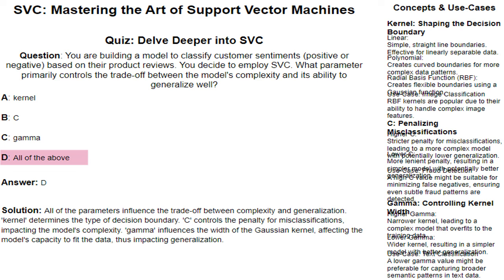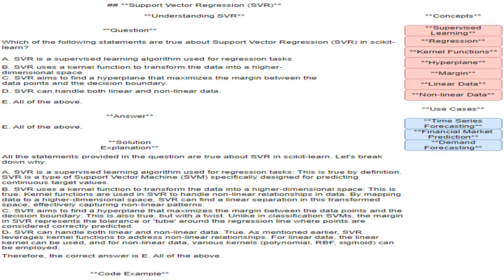Which of the following statements are true about support vector regression, SVR, in sklearn? A. SVR is a supervised learning algorithm used for regression tasks. B. SVR uses a kernel function to transform the data into a higher dimensional space. C. SVR aims to find a hyperplane that maximizes the margin between the data points and the decision boundary. D. SVR can handle both linear and nonlinear data. E. All of the above. Correct.